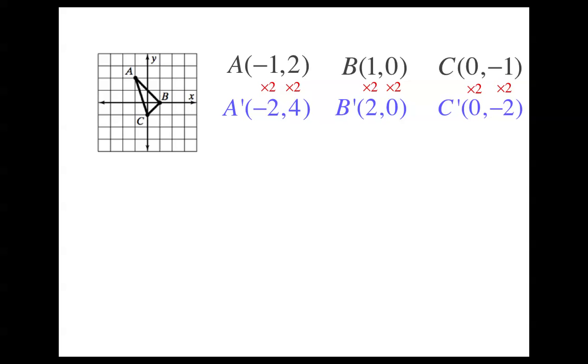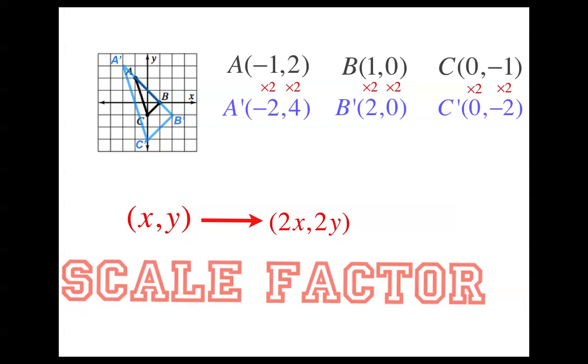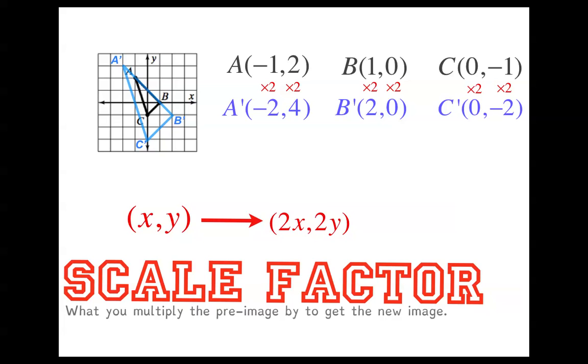And when we plot out those coordinates, guess what happens? Triangle A prime, B prime, C prime is a dilated version of triangle ABC, and it's twice as big. So basically, all of these x coordinates and y coordinates became new x and y coordinates, but when you do a dilation, the x coordinates and the y coordinates both get doubled. Okay? This is what we call a scale factor. The scale factor is what you multiply the preimage by to get the new image. And in this case, we multiplied everything by 2 because we wanted the size to double.